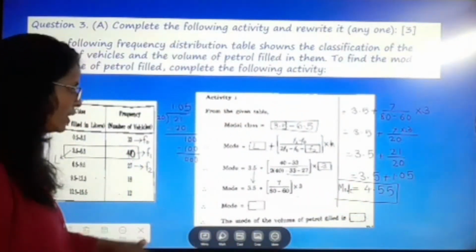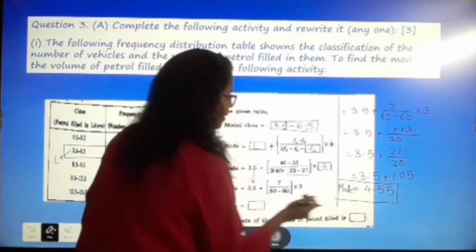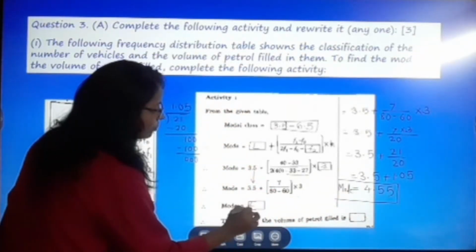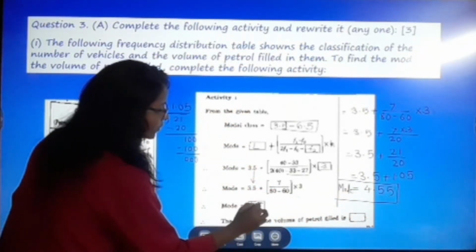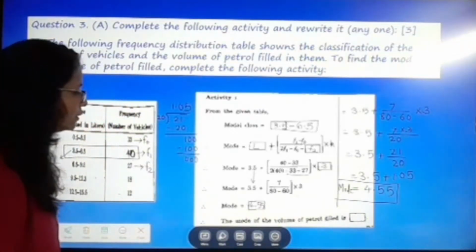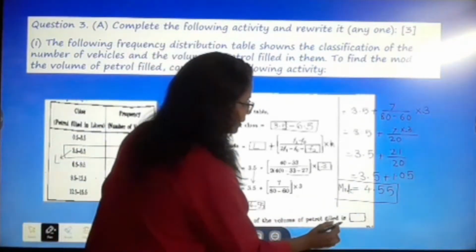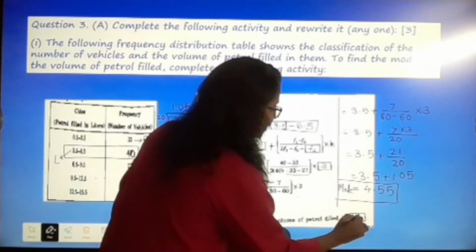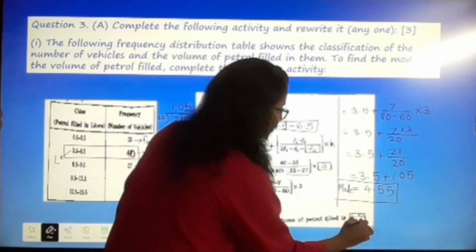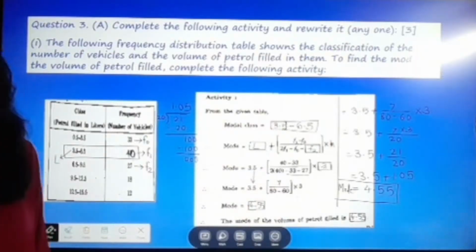Okay, so now after getting the answer we write here 4.55. Okay, and then here the mode of the volume of petrol filled is 4.55. Okay students, this way.